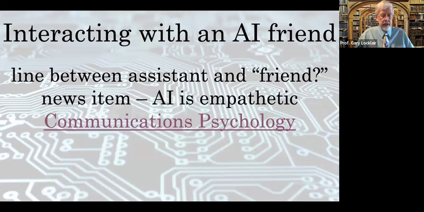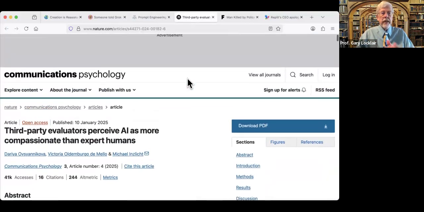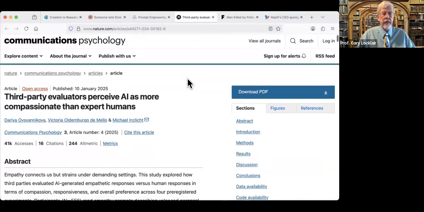Recently, there's been a lot of discussion because there is so much of this AI friendship happening here. There was a study done in communication psychology where they were interviewing people. Well, let's take a look at the article. Reported in Nature journal, Communication Psychology.